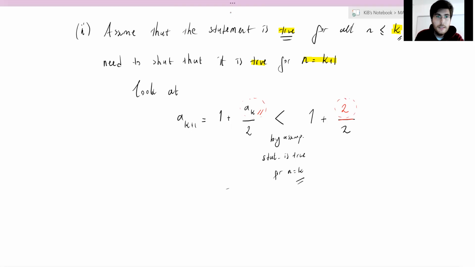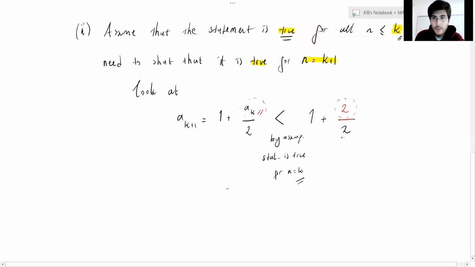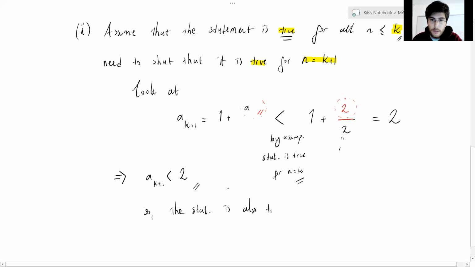But what does it tell us? So this is just 1, of course. So this is just 2. So what we showed is that a_{k+1} itself is less than 2. This is what we want to show. This is our statement. Therefore, the statement is also true for n equals k plus 1. There is no restriction for k. Therefore, by induction, you prove everything.